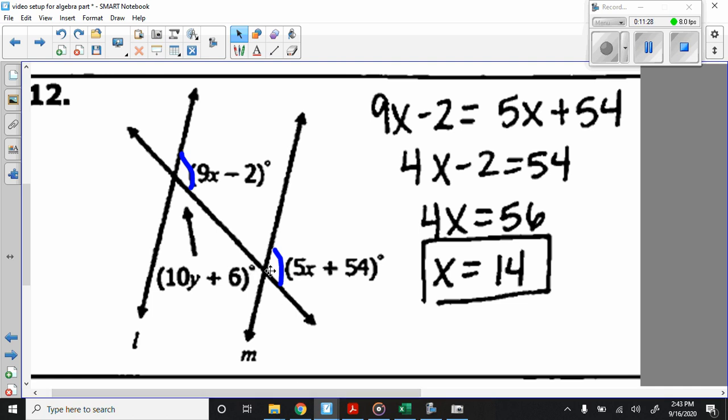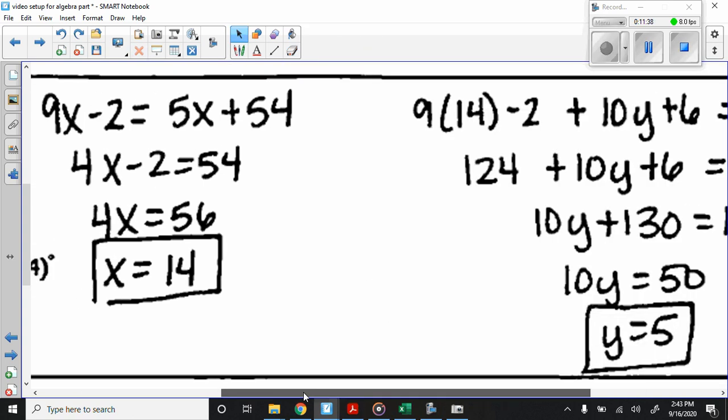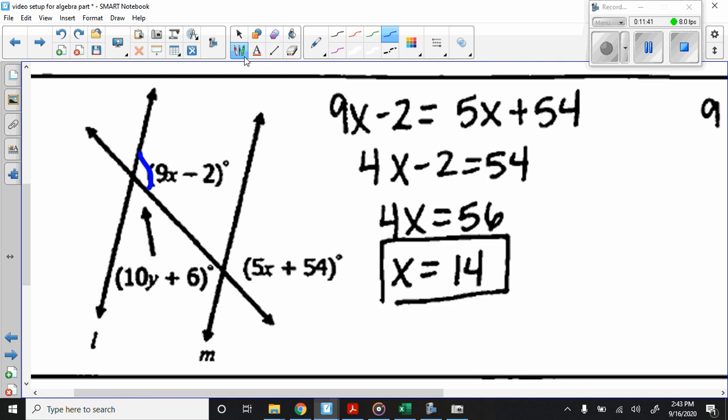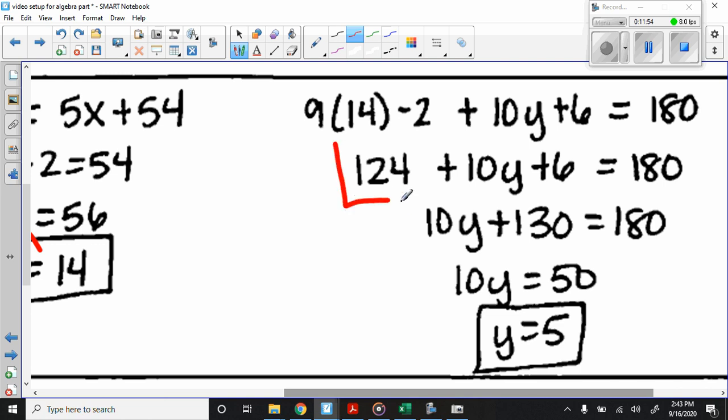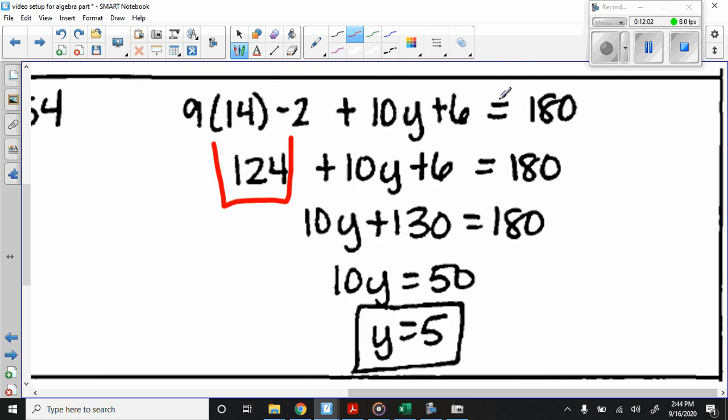So now I just got to figure out which angle I want to put it in. Put that 14 in. And what I did was say, well, since these two are next to each other, I'm just going to make this a linear pair add up to 180. So I'm putting my 14 in this guy, finding that angle measurement, and that's 124. And then adding the 10y plus 6 to make a half circle. There's my 180. Solve all that out to get 5.